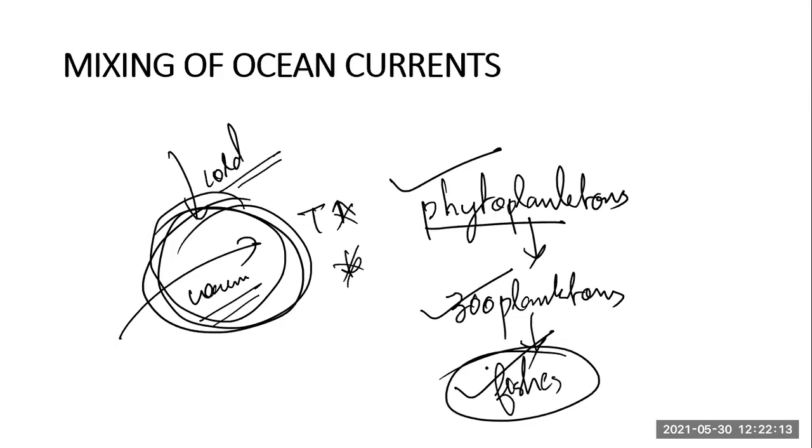So basically what I'm trying to say is that when a cold current is mixing with a warm ocean current, the resulting water will be ideal for the growth of fishes. It will lead to an extraordinary fish catch. The chance of a bigger fish catch is higher if you have the mixing of a cold current and a warm current.